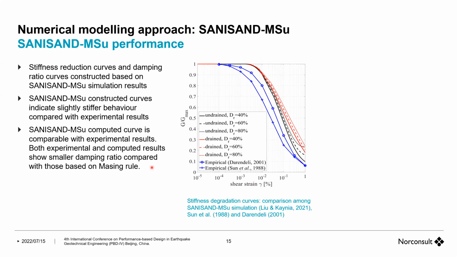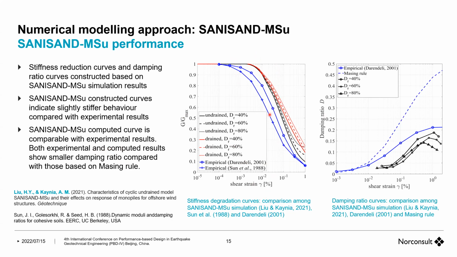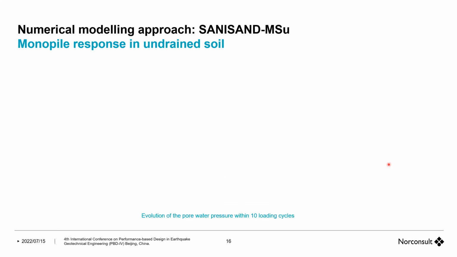But in my opinion, more importantly, is the damping. In earthquake application, damping is very important, and this is what you would get with damping. The blue is again the Darandelli from experiment, and the black ones are what you would get from Sunny Sand MSU, and for different DR, basically correctly less than the classical experimental one due to undrained feature. And yeah, this is basically very encouraging.